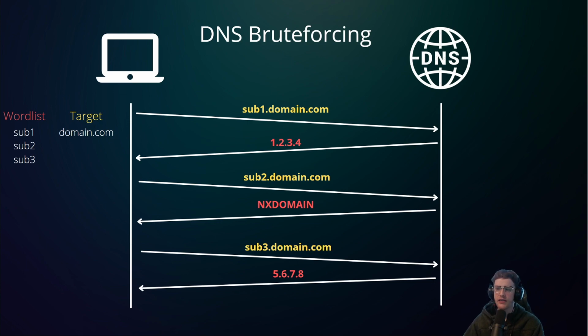In this diagram, we see that our word list contains sub1, sub2, sub3, and that we're individually querying some recursive DNS resolver for sub1.domain.com through sub3.domain.com. The first and third subdomains return an A record, but sub2.domain.com returns an NXDOMAIN, indicating a non-existent subdomain. What's great about this diagram is that it actually almost explains how to write the first iteration of our DNS brute forcer.